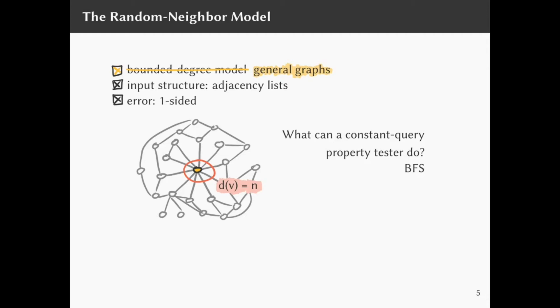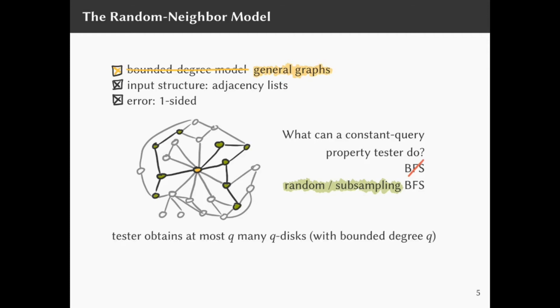What it can do is something like a random BFS or subsampling BFS, which means it samples a constant number of neighbors and then it recurses only into these neighbors and samples a constant number of random neighbors of these vertices, and so on and so on. This means that the tester obtains at most Q many Q-disks that have bounded degree at most Q. Because if Q is the query complexity, it can query at most Q many vertices, it can query at most Q many neighbors, and it can query at most depth Q.